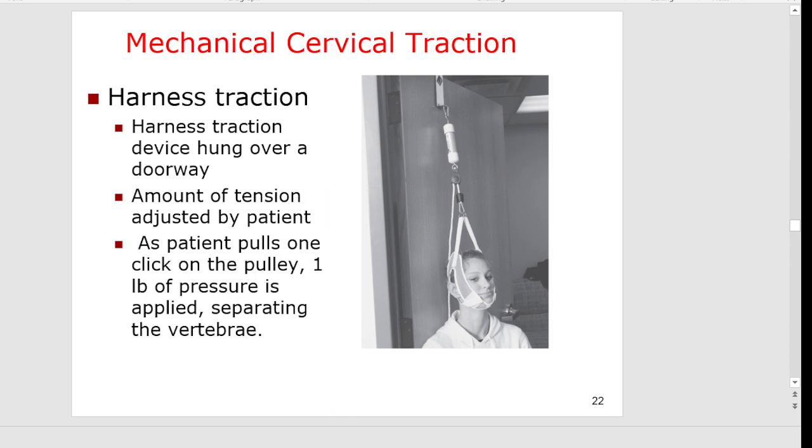So, we have here the harness traction. You can also attach it to the wall. Then there is a weight here. Pwede na siya.